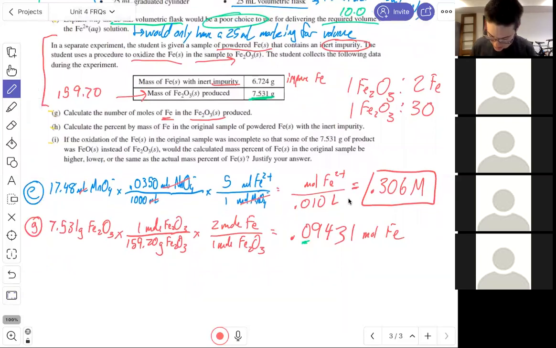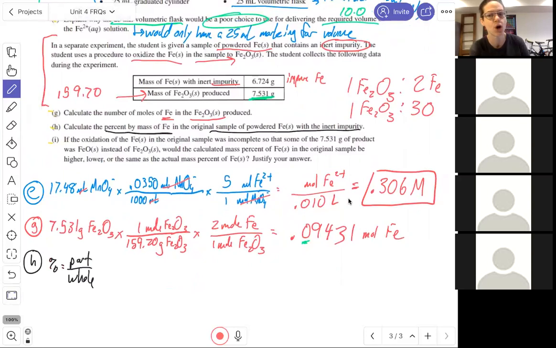Okay. H says calculate the percent by mass of iron in the original sample with the impurity. Percent, you always think part over whole. So even if you don't remember this, what do you think is the part and what do you think is the whole here? The part is the iron and the whole is the Fe2O3. And this is not the Fe2O3.